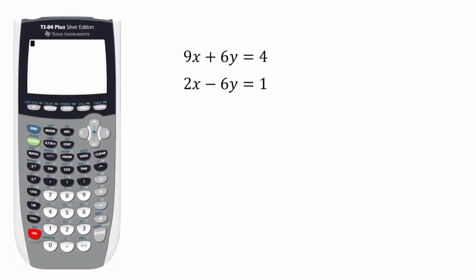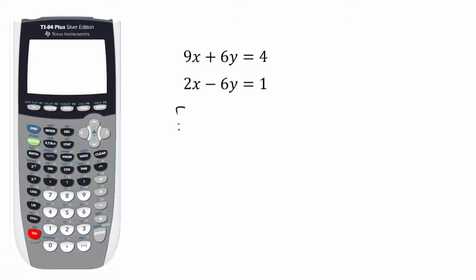In this video, we'll be looking at how to solve linear systems of equations in the graphing calculator. So to solve this linear system that we have on the screen, what we first want to do is put this system into an augmented matrix.